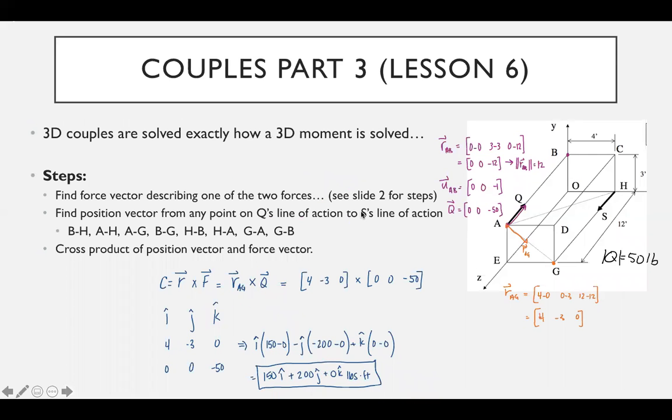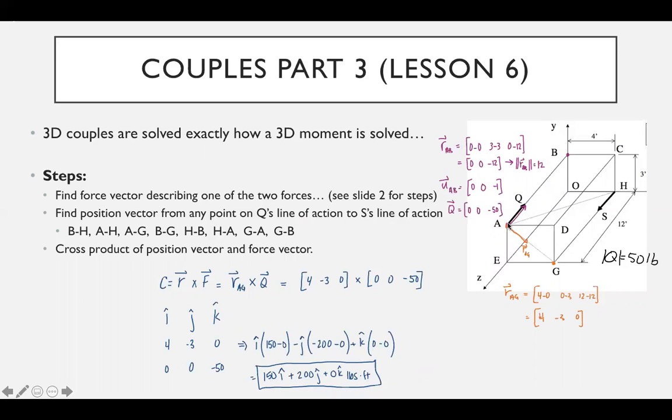And then last but not least, couples, like everything in the world, can happen in 3D and do happen in 3D. So it's solved almost exactly how a 3D moment is, right? The difference being just that position vector. So steps to do this, you find the force vector, and if you need independent steps written out, look at slide 2, but I'm going to go through this example really quickly.